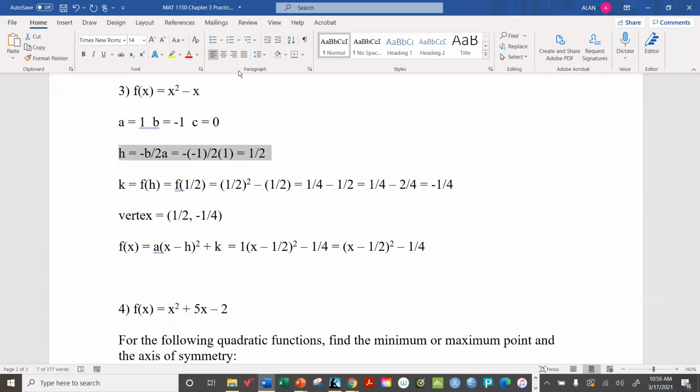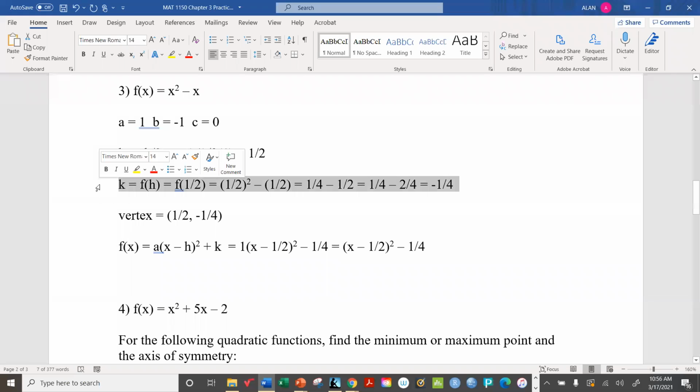Well, I think you just substituted the wrong thing in there. Did you get K is negative 1/4? Yeah, I got negative 1/4, but I don't think I understood what variable I was solving for. You know what I mean?